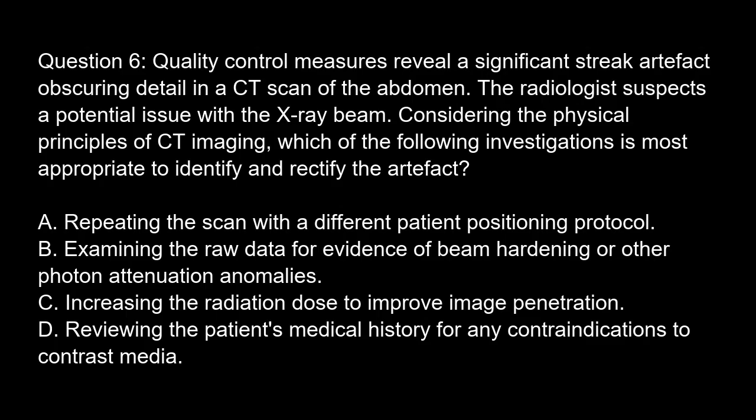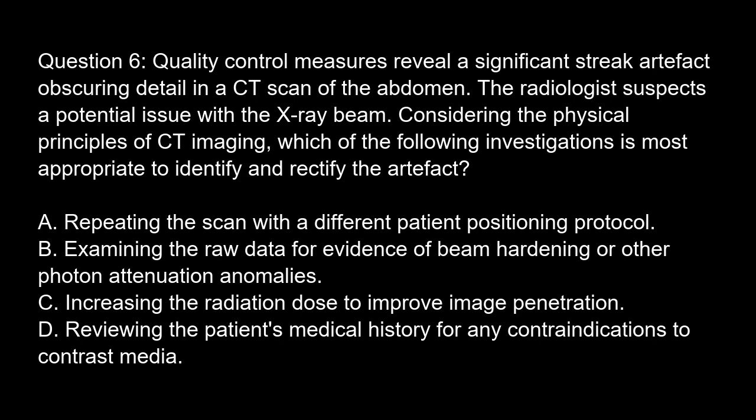Quality control measures reveal a significant streak artifact obscuring detail in a CT scan of the abdomen. The radiologist suspects a potential issue with the X-ray beam. Considering the physical principles of CT imaging, which of the following investigations is most appropriate to identify and rectify the artifact? Option A. Repeating the scan with a different patient positioning protocol.